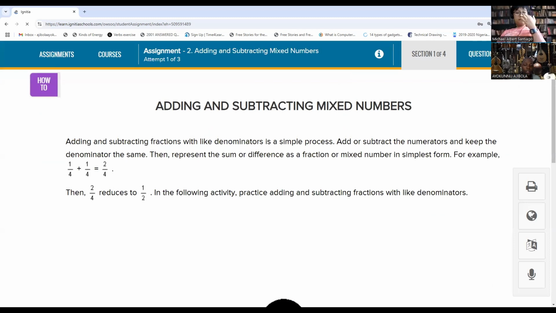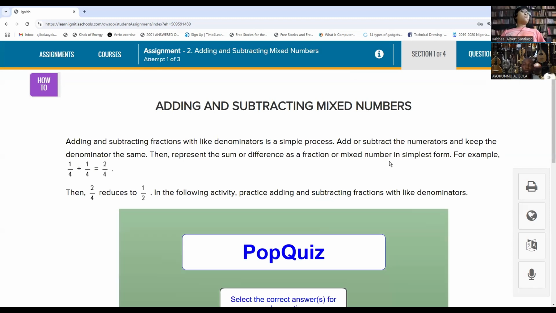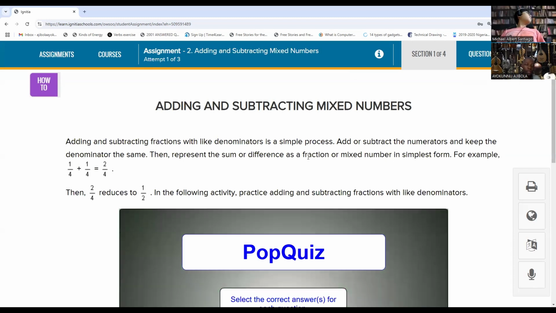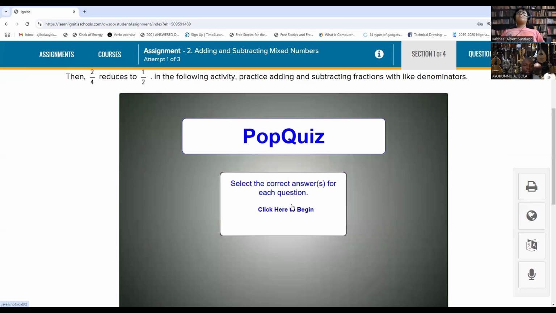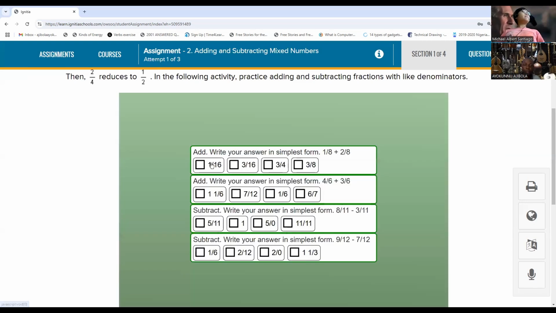Adding and subtracting fractions with like denominators is a simple process. Add or subtract the numerators and keep the denominator the same. Then you can also take it to the simplest form. Let's check this quiz. 1 over 8 plus 2 over 8 is 3 over 8. Is that correct?